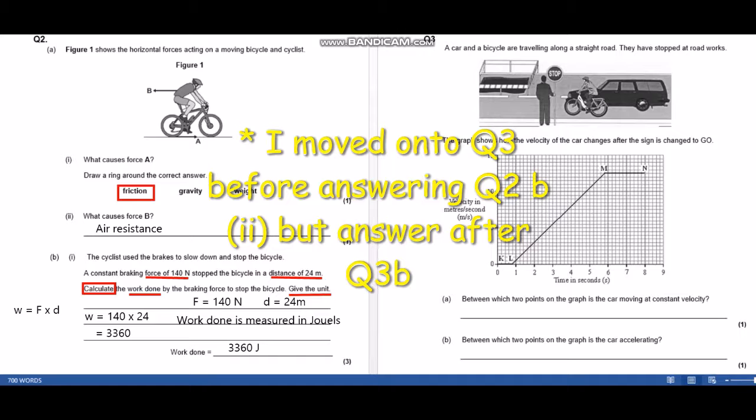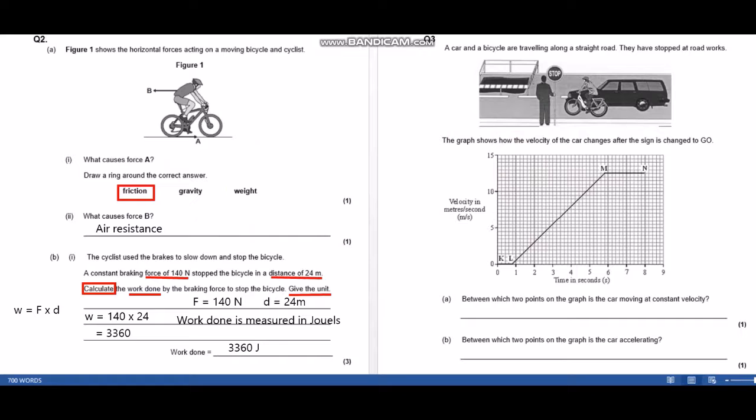Question 3. A car and a bicycle are travelling along a straight road. They have stopped at roadworks. The graph shows how the velocity of the car changes after the sign is changed to go. So we can see on the y-axis we've got velocity in meters per second, and on the x we've got the time.